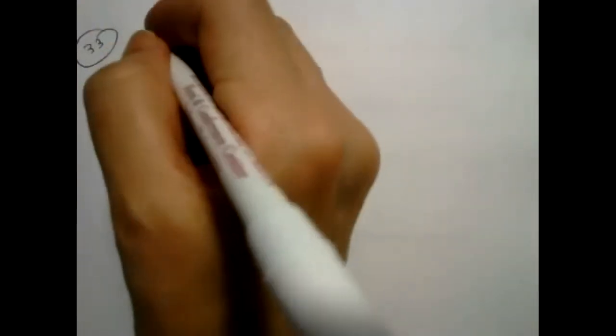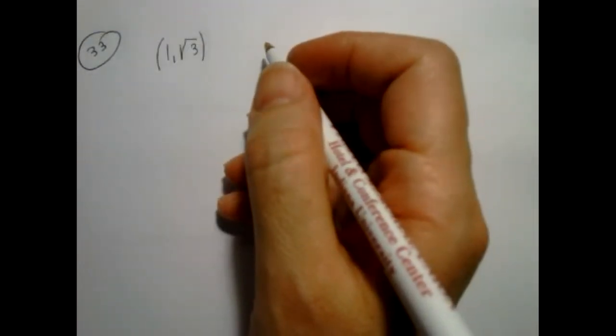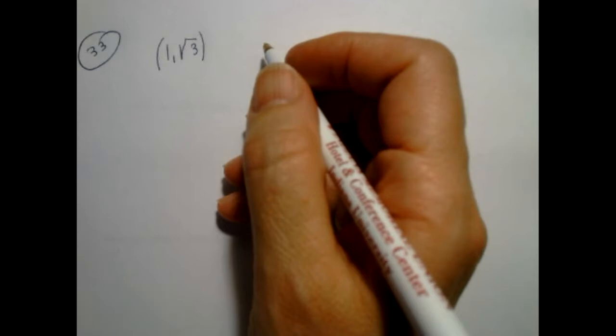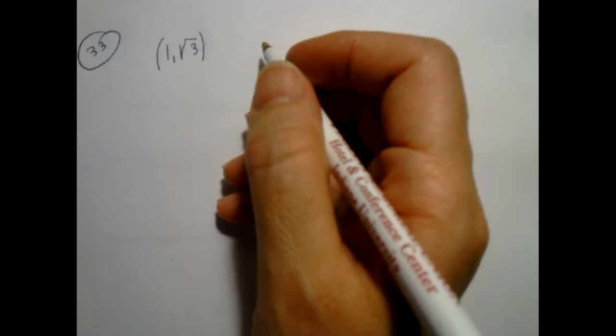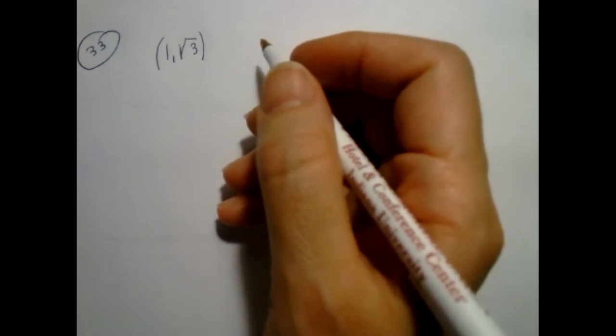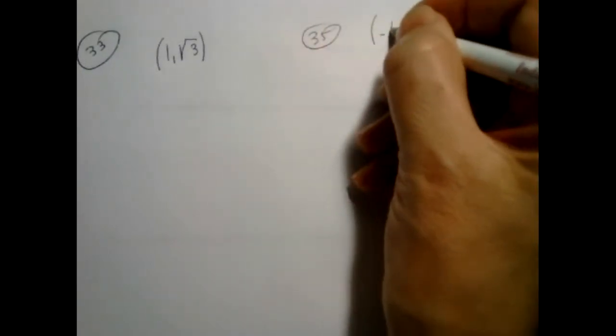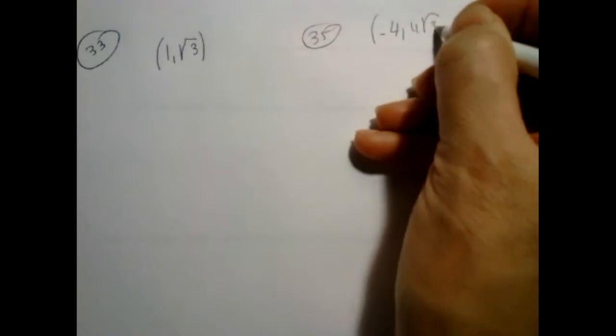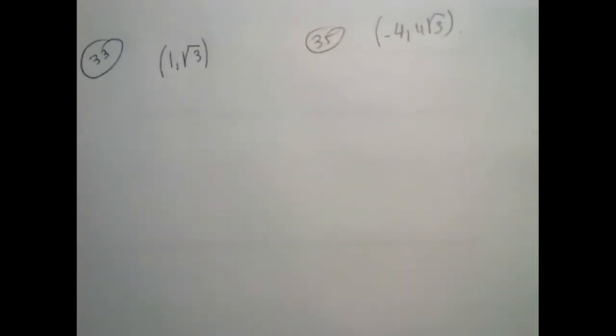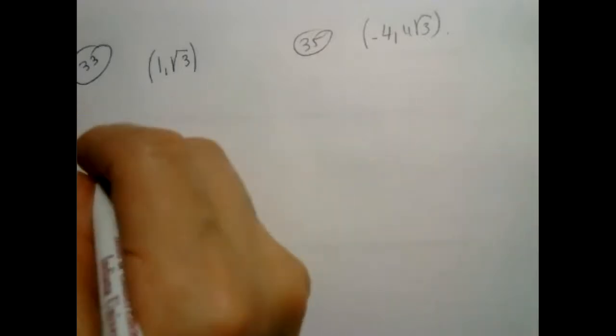So we have 2 points. They are given to us in Cartesian, and we have to find them in polar coordinates, and they want us to find them in at least 2 different ways. So 33 and 35, which is the point -4 square root of 3. Okay, very good. So let's start with the first one: 1, square root of 3.